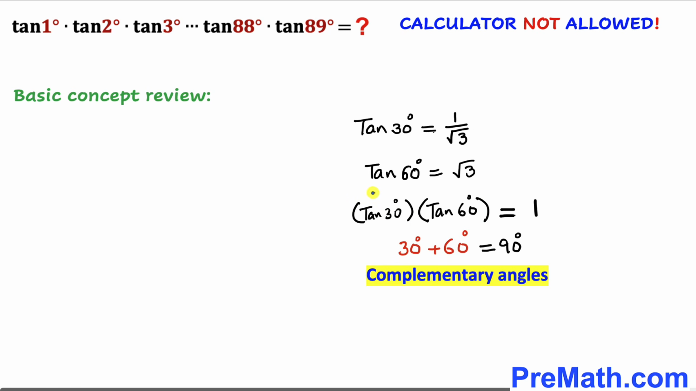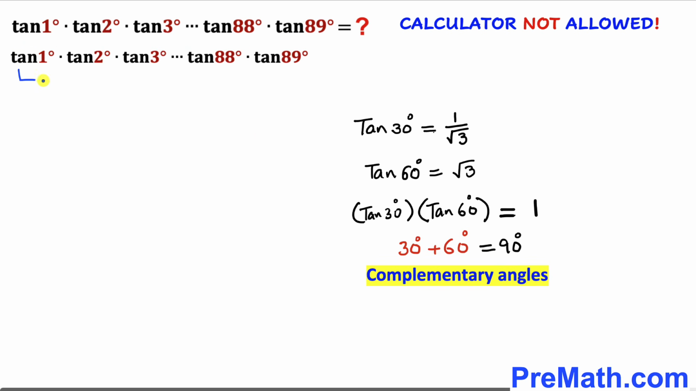We conclude that the product of these two tangents is going to be 1 as long as these two angles add up to 90 degrees. In other words, 30 degrees plus 60 degrees is indeed 90 degrees, and such angles are called complementary angles. In other words, the sum of two angles, alpha plus beta, must be equal to 90 degrees. Now we are going to apply this concept to the given question.